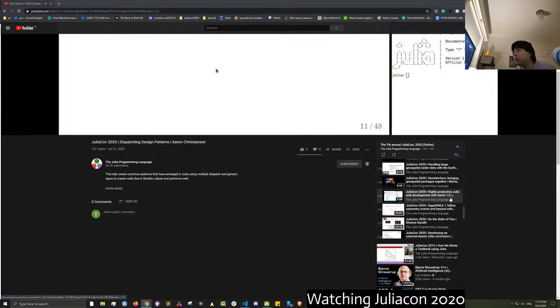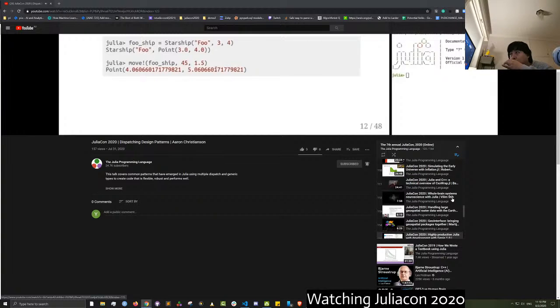This can be good for doing sanity checks on variable values or something like this as well. Next, we have methods in Julia. So abstraction in general is about simplifying internal complexity.